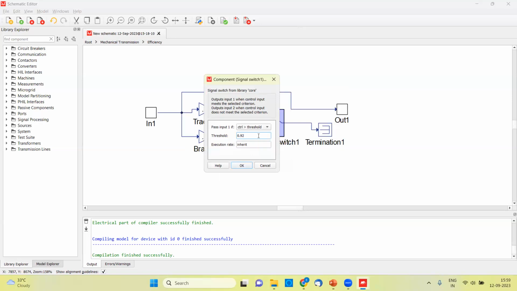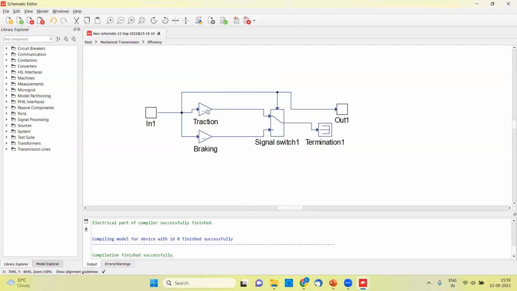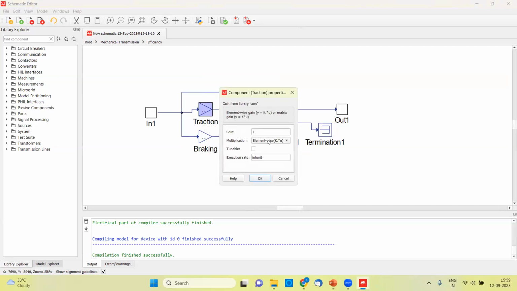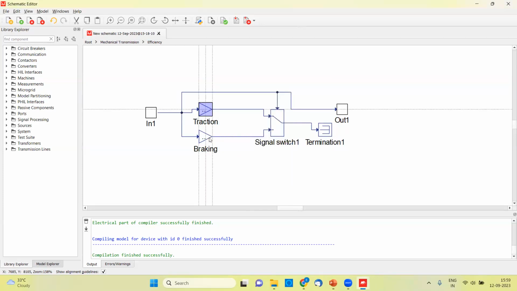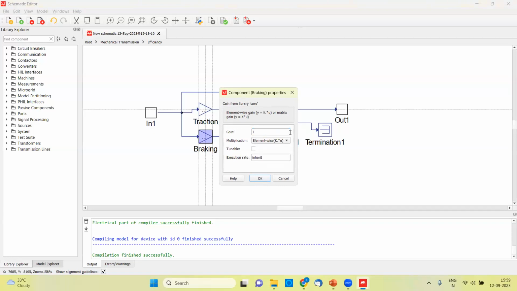Just a minute, I think. Yeah, we are going to use 0 over here. And the condition which we are going to use is control is greater than or equal to threshold. So either the torque will be 0, in that case braking will happen, that is force will be applied and the vehicle will be stationary or it will stop. And if the control signal is greater than 0, then it is going to have some torque and the vehicle will be moving. Now for the value of this traction and braking, I'm going to use 0.92 over here, and for braking I'm going to use 1 upon 0.92.